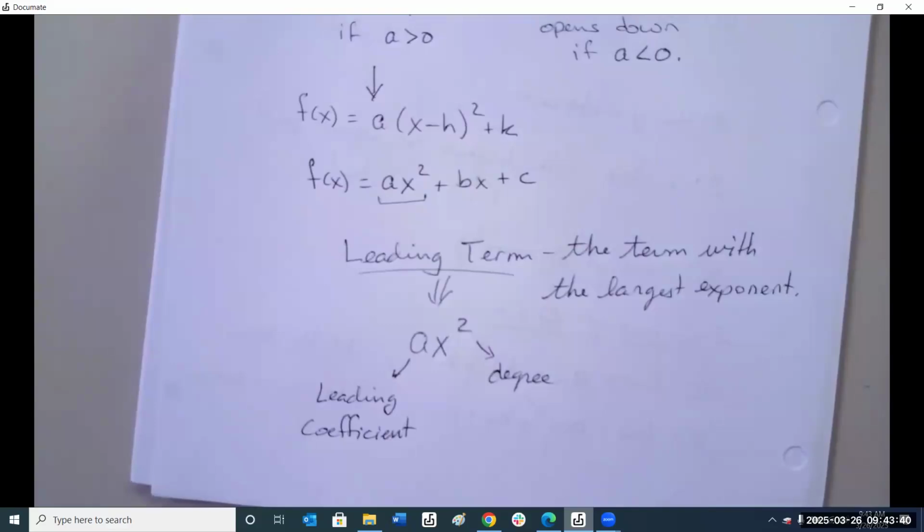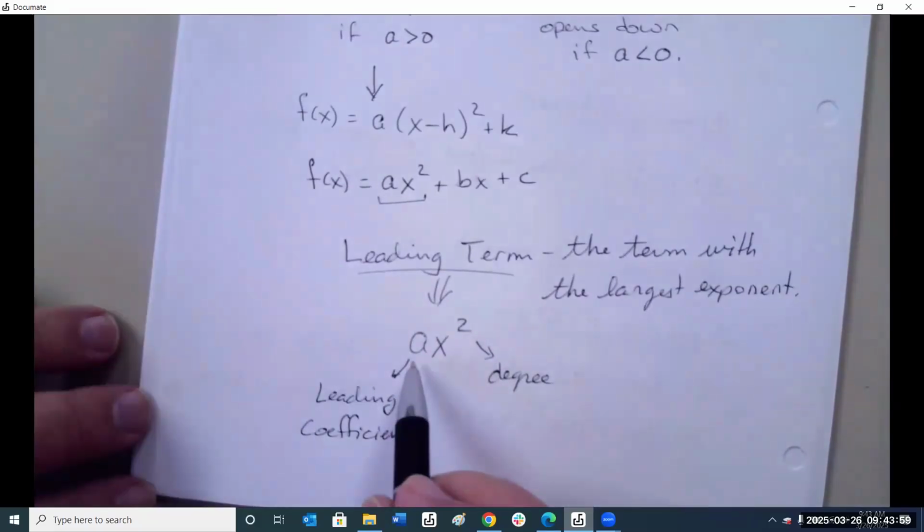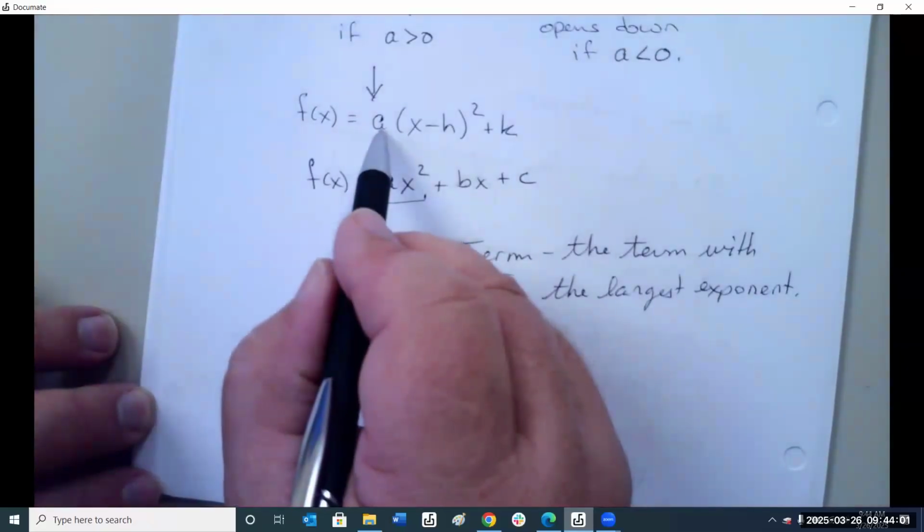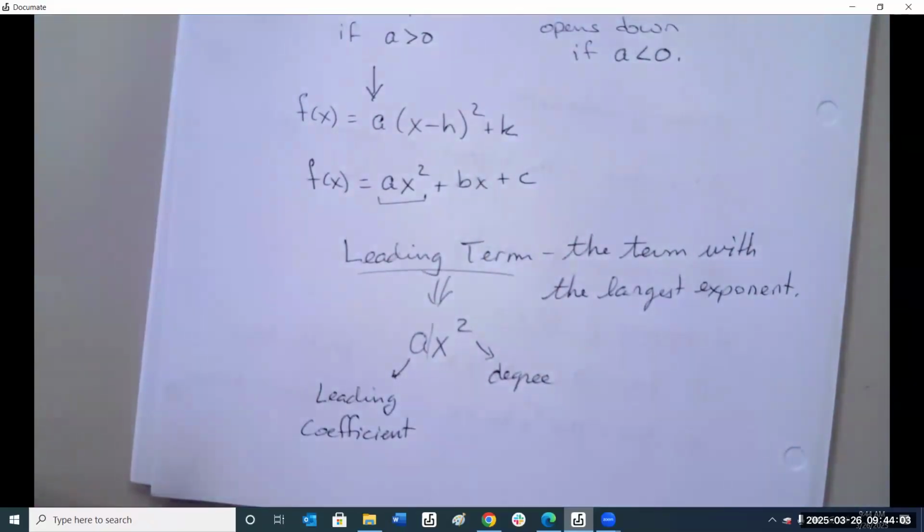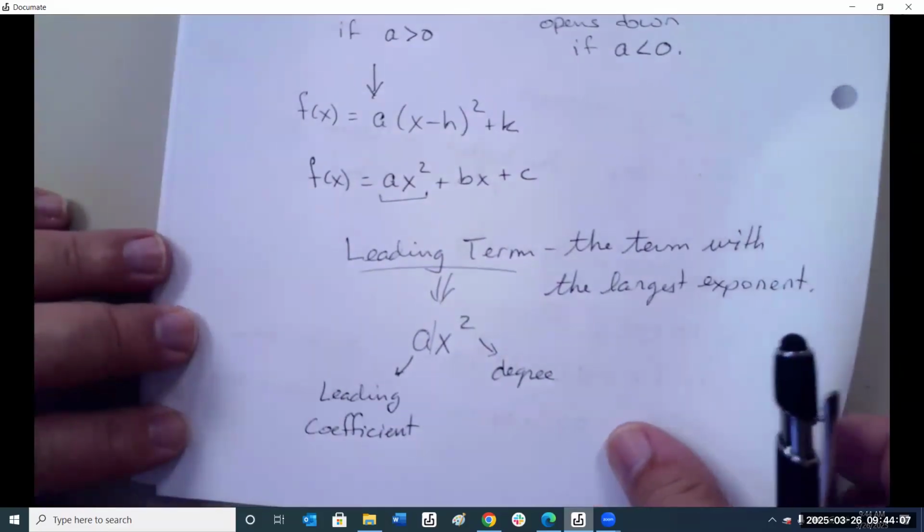So just by looking at the equation, you can tell me the shape of it. Is it going to be a parabola? Is it going to be a cube or whatever? And you can tell me the direction. Since it's quadratic, if A, the leading coefficient, the number in front, is positive, it's going to open up. If it's negative, it opens down. Here's some examples.